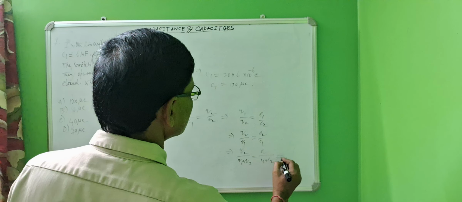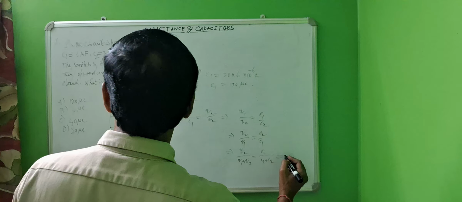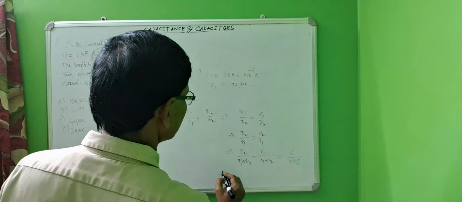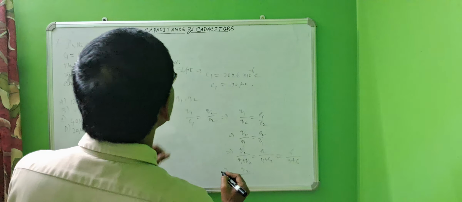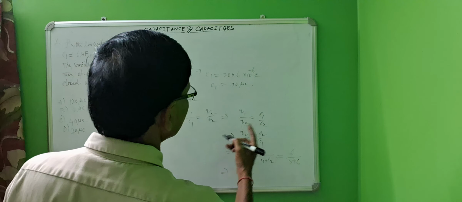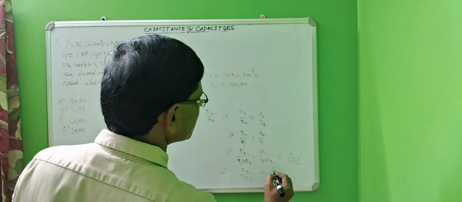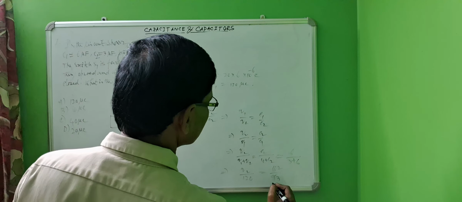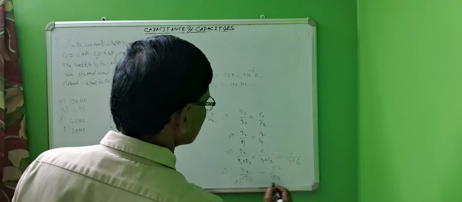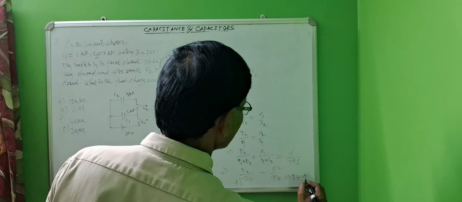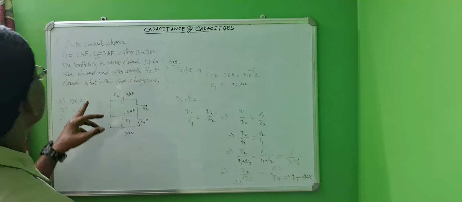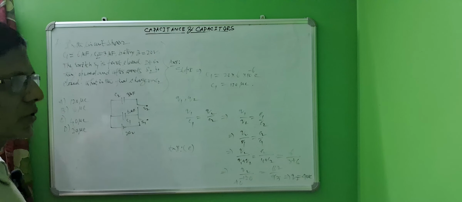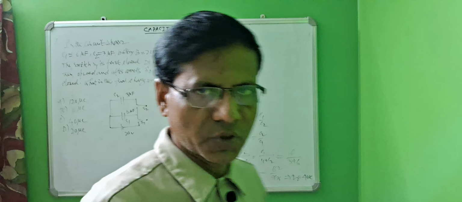So what is C1? C1 equals 6 and C2 equals 3, so 3 upon 3 plus 6, Q2 upon 120, the total charge, equals 3 upon 9. Which implies Q2 equals 40 microcoulomb. So the final charge is 40 microcoulomb, answer C.